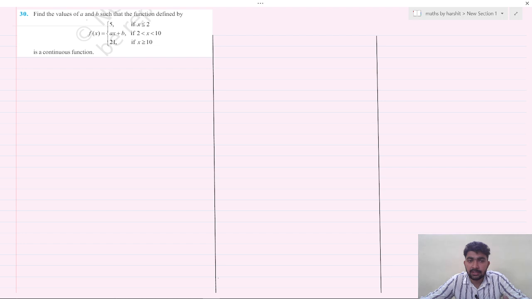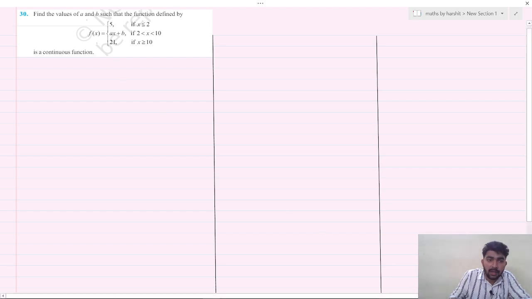a and b such that the function defined by f of x is continuous. They define it as 5 if x is less than or equal to 2, that is, left side of 2, ax plus b in between 2 and 10, and 21 on the right side of 10 including 10. Find the values of a and b for which the given function is continuous. The meaning of continuity is that in the domain which you define here, in that particular domain the given function is continuous. So we need to find the values of a and b for which it is continuous. Without further ado, let's get started with the solution of the question.